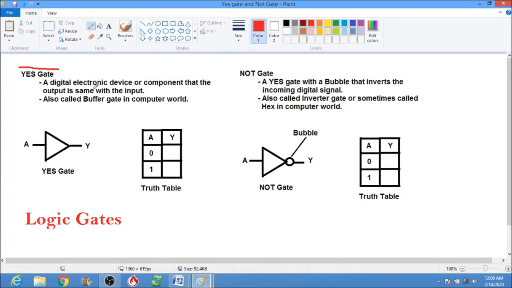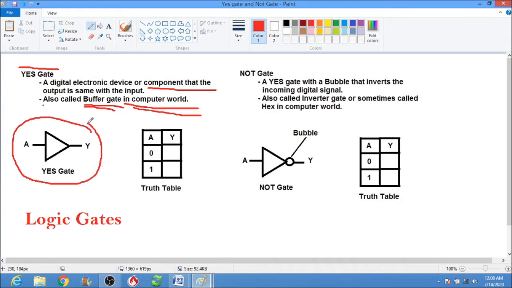Yes gate, a digital electronic device or component whose output is the same as the input, also called a buffer gate in the computer world. The symbol is simply a triangle. We have the input A and the output Y. The input is always the same as the output, so if the input to the yes gate is 0, the output is 0, and if the input is 1, the output is logic 1.